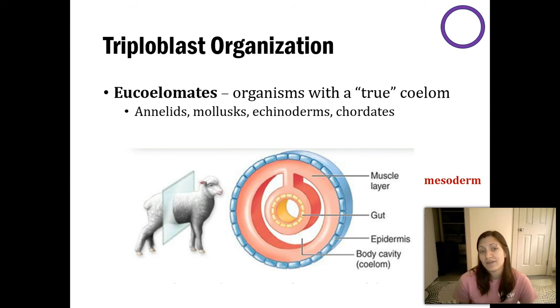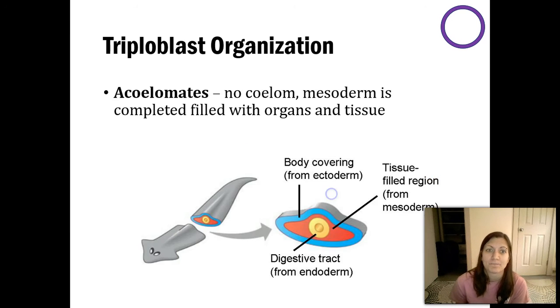Now the organisms that this falls into, this includes annelids. Annelids are like your earthworms. This includes mollusks. So you're thinking snails, for example, echinoderms, which are our starfish, and chordates, that includes us as humans. So you can see a wide variety of organisms are considered eucoelomates.